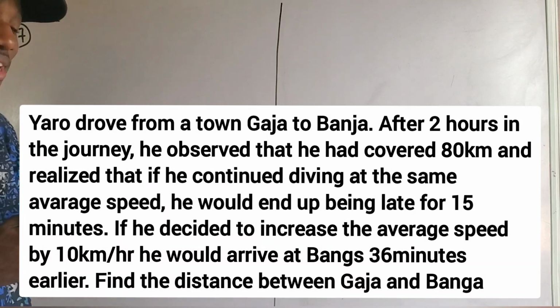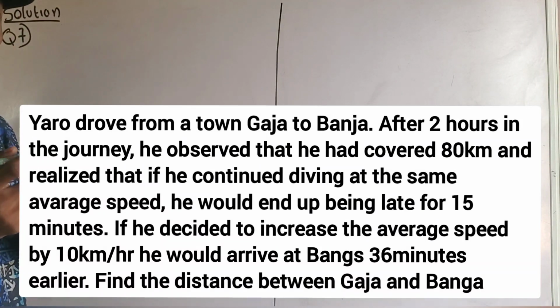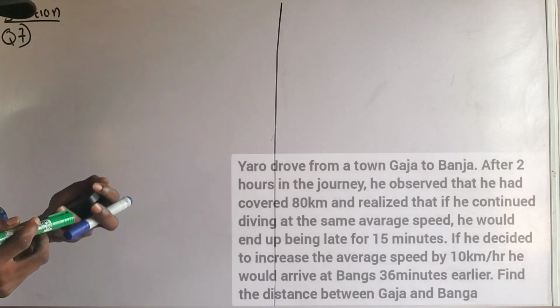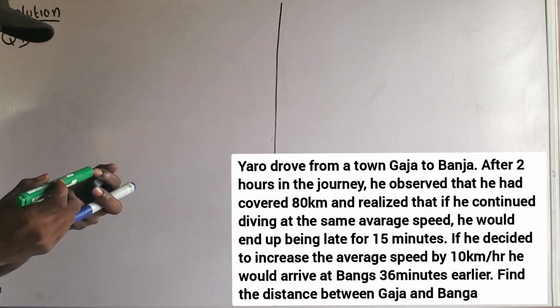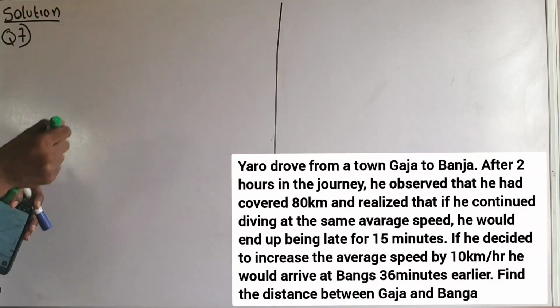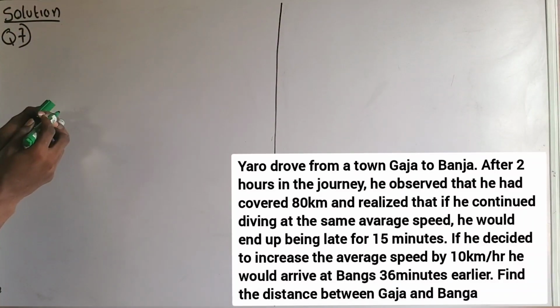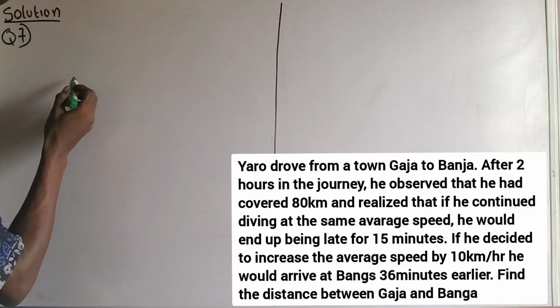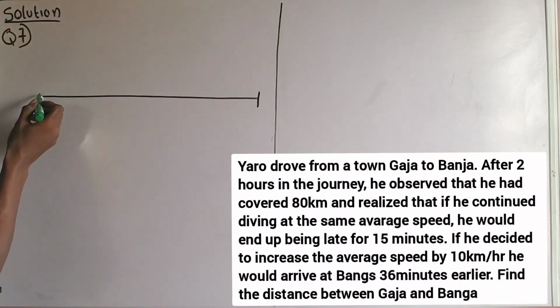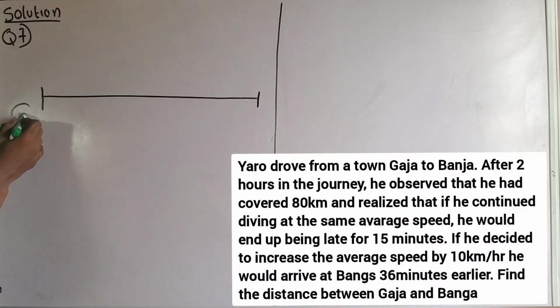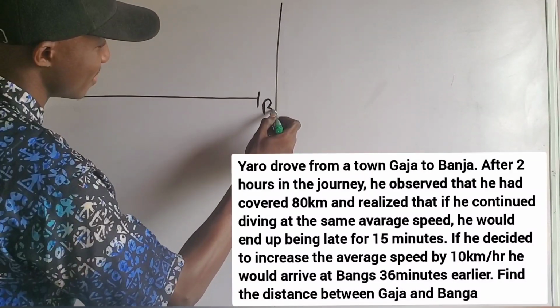You can see that this is also a likely question under word problems. You understand? So your ability to interpret the question is crucial if you want to solve it. So please pay attention. Yaro drove from a town, Ganja, to Banja. Okay, let us represent the distance. This is Ganja, and this is Banja.